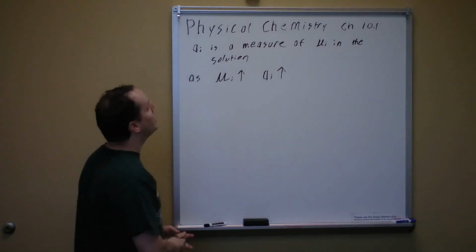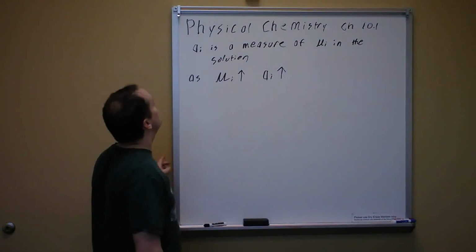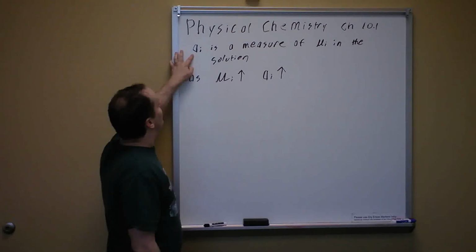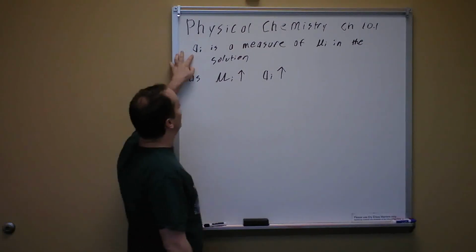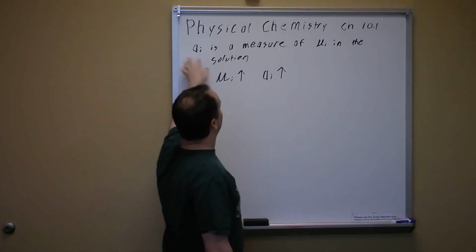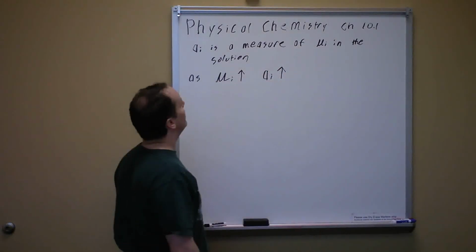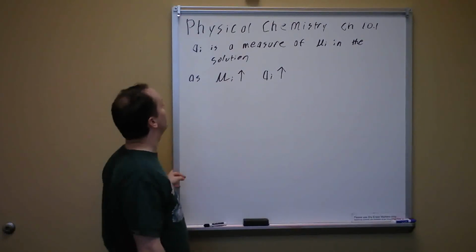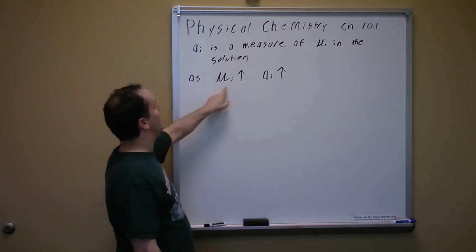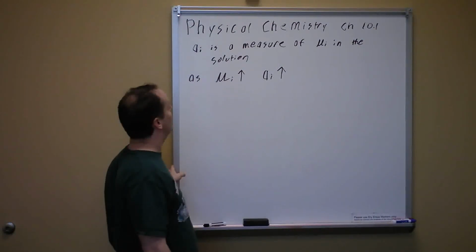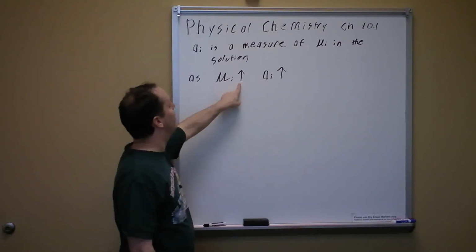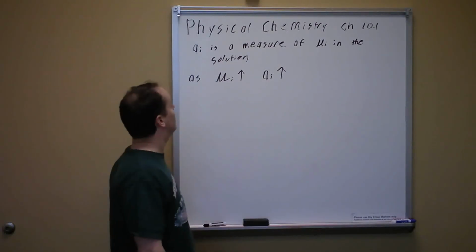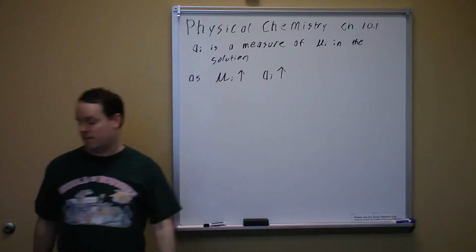Physical chemistry, we're wrapping up chapter 10, section 1. So we showed what a_i means. We defined it on the previous slide. And the reason we found it is because the activity of i is a measure of the chemical potential, mu_i, in the solution, because they're proportional to each other. So if the chemical potential of substance i is increasing, then the activity of substance i is increasing.